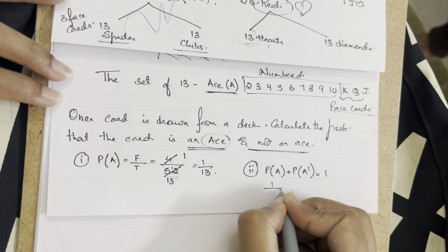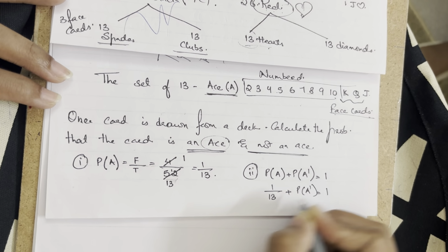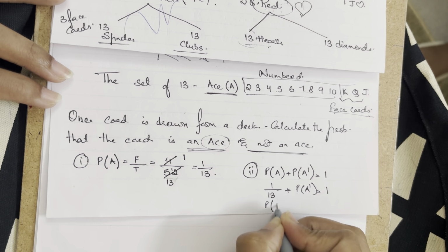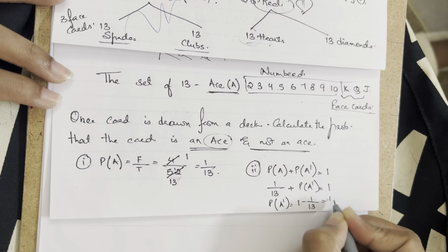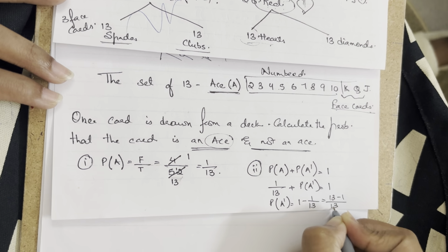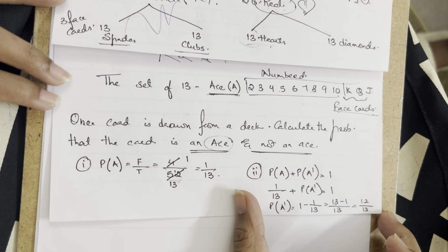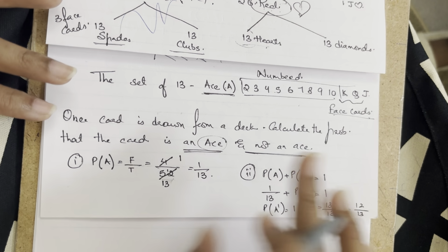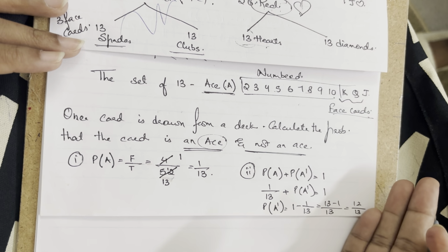So the probability over here is 1 by 13 plus the probability of not finding an ace is equal to 1. The probability of not finding an ace is 1 minus 1 by 13. So that becomes 13 minus 1 upon 13, which is 12 upon 13 will be the answer. That's how I am finding it out using the formula that we have just learned: the probability of an event plus the probability of the event not occurring is equal to 1.